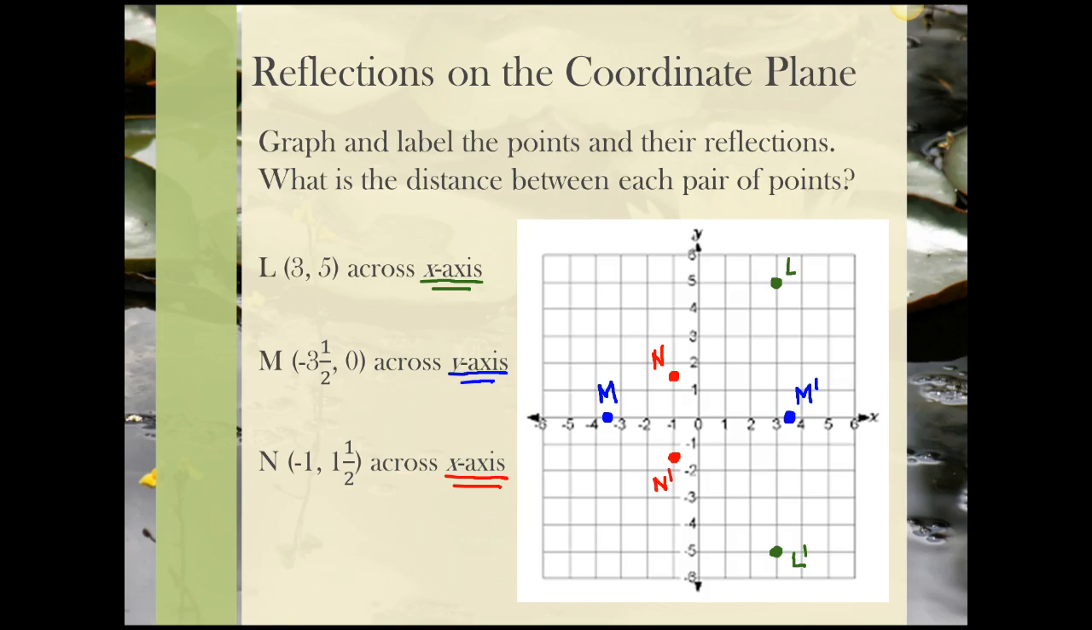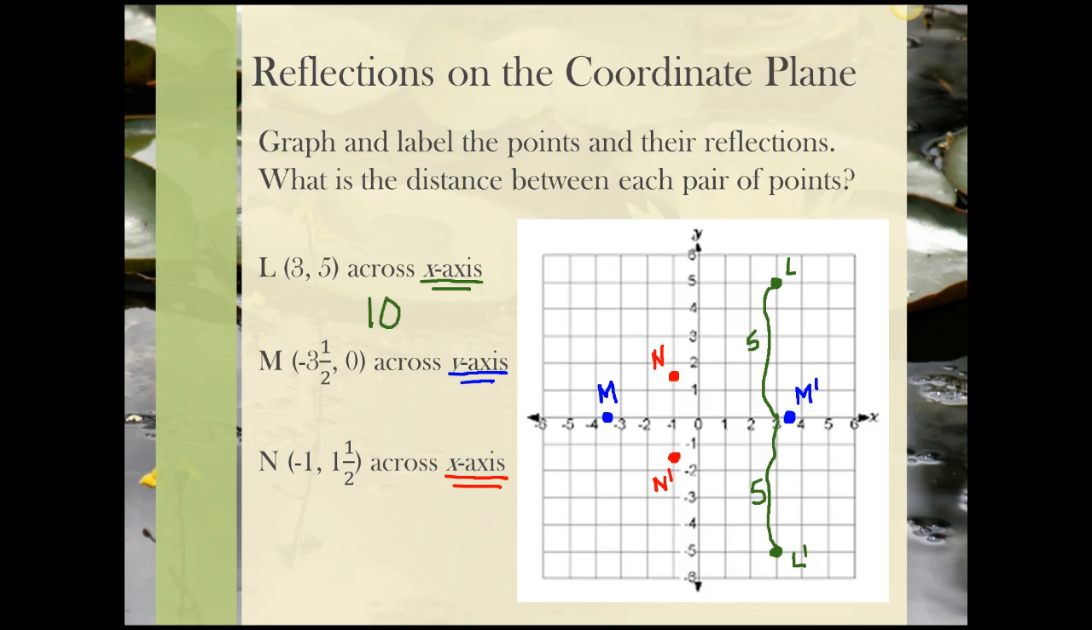Next, we've been asked to find the distance between each pair of points. If we go to point L, we can see that we are 5 units above and 5 units below the x-axis to get from L to L prime. The total distance between the two is 10 units.